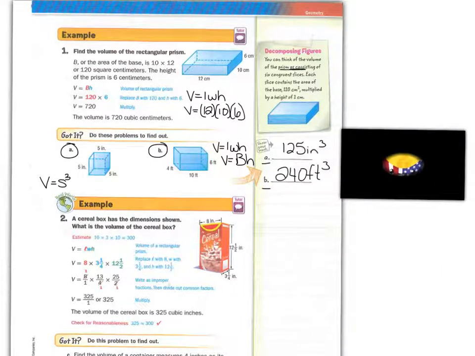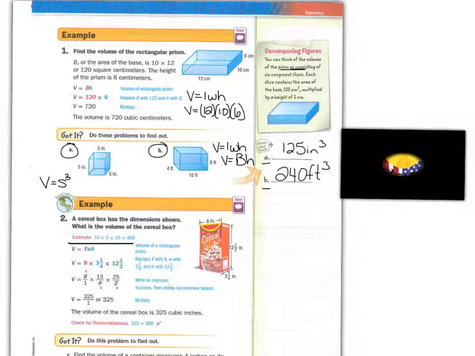Okay, let's look at example number 2. Here we have a cereal box that has the dimensions that are shown, 3 1/4 inches, 12 1/2 inches, and 8 inches. What is the volume of the cereal box? Okay, so we would want to use length times width times height. Now, I want you to notice that in this example, they did an estimate. An estimate is a great idea, especially if you're dealing with fractions, because it can give you an idea of what your answer should look like.